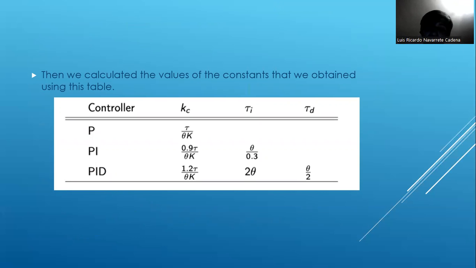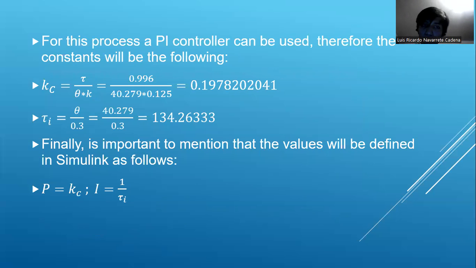Then we calculate the values of the constants using this table. You can see that for tau I we use theta, and for Kc we use theta and K, the values we showed before. For this process, a PI controller can be used. Therefore, the constants will be the following. Kc, again using the table, will give us 1978, and tau I will give us 134.2633.